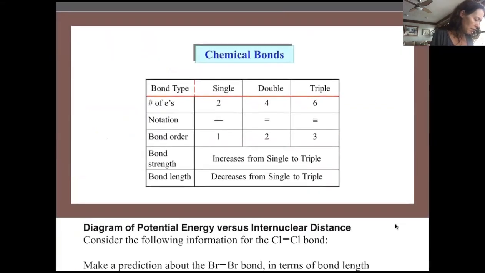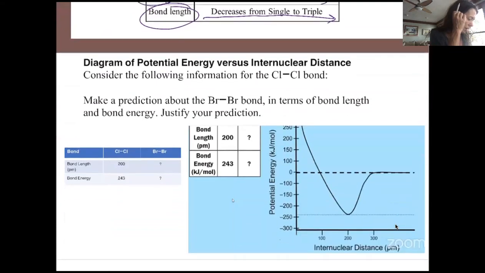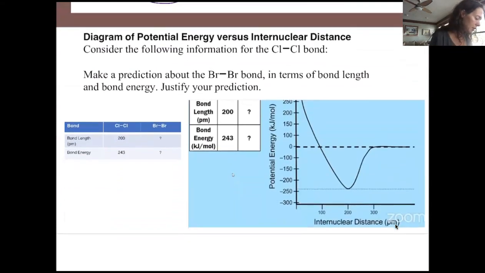This is the same thing. Bond strength increases from a single to a double to a triple. Bond length decreases. We get closer together when we have a triple bond. It makes sense, right? There's more pulling it together. Okay, let's apply this. This is the Cl-Cl bond here, right on the graph.